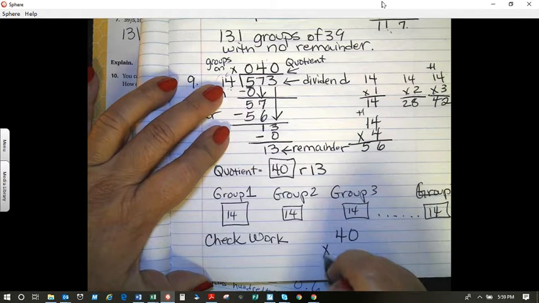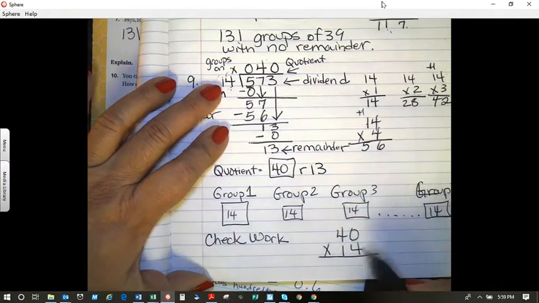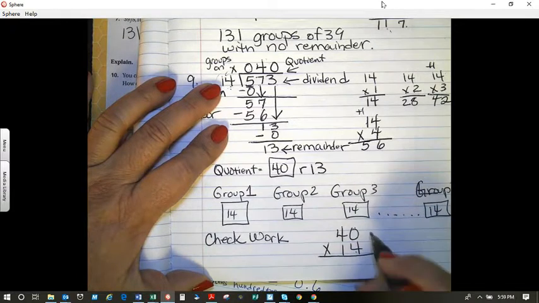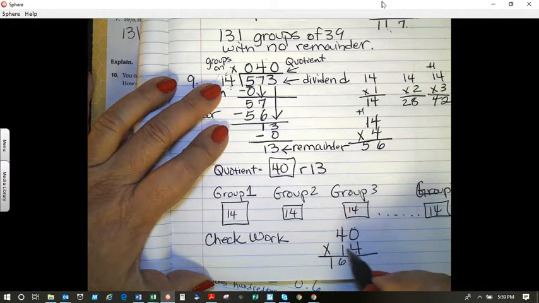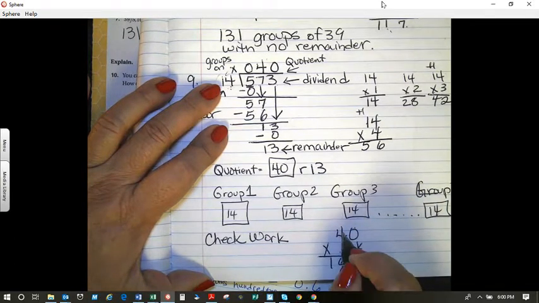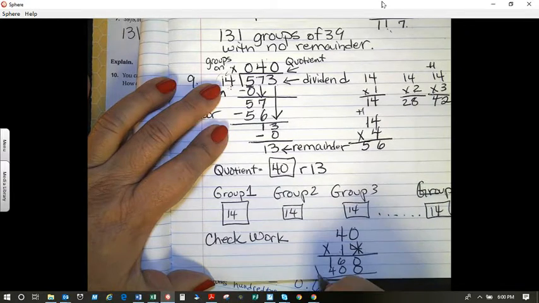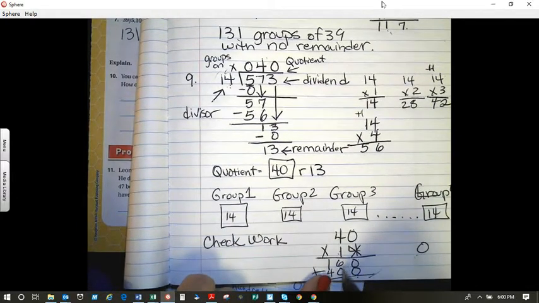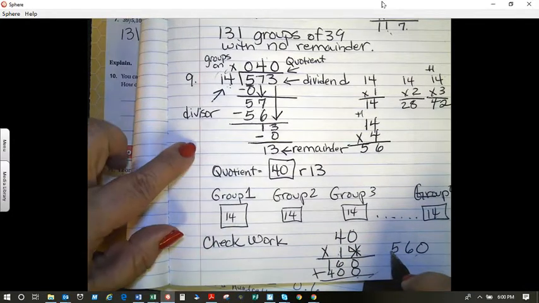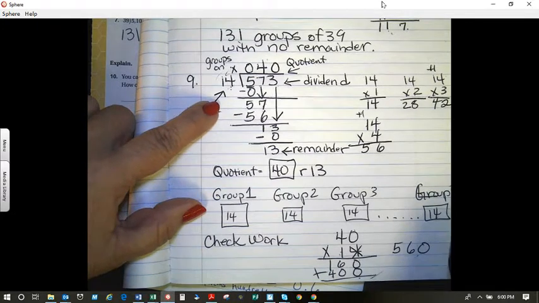40 times 14. 4 times 0 is 0. 4 times 4 equals 16. I'm now crossing this out, and a 0 goes here. 1 times 0 equals 0. 1 times 4 equals 4. And I'm going to add that up. 0 plus 0 equals 0. I'm going to move that up here. 6 plus 0 equals 6. 4 plus 1 equals 5. What did I do wrong? Did y'all catch my mistake?